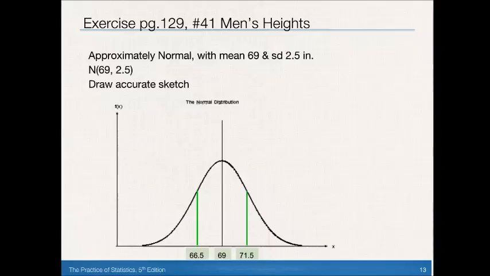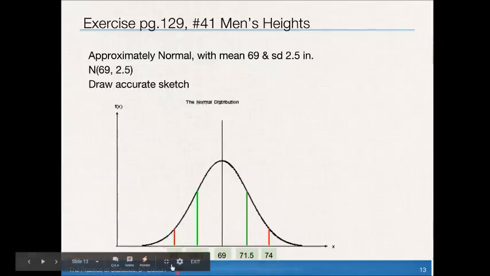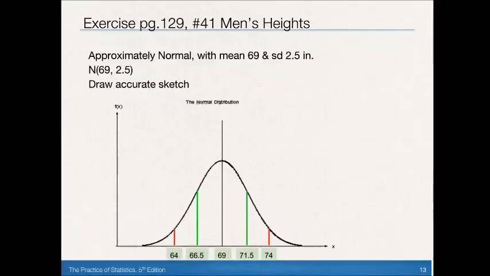I then go ahead and do the next one. So I add 2.5 to 71.5. That gives me 74. And subtract 2.5 from 66.5. And that gives me 64. And those are my second standard deviation lines. And then a third one is in there also, 76.5 as well as 61.5. So we're going to be drawing a lot of those, and you don't have to draw them exactly, but you need to get used to how you do that because it's going to show up a lot.